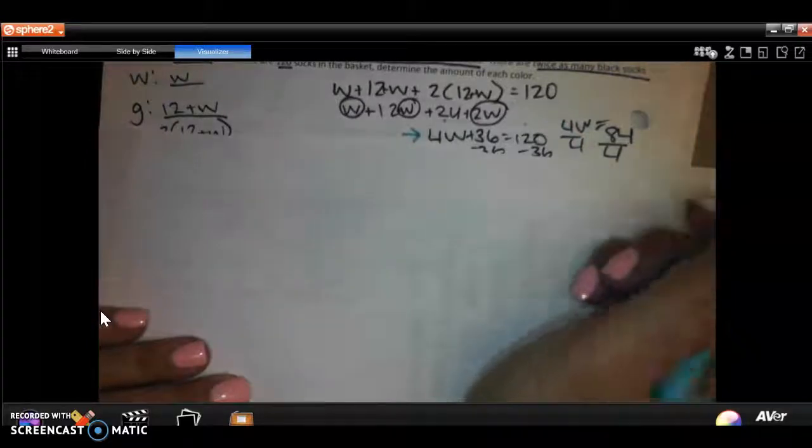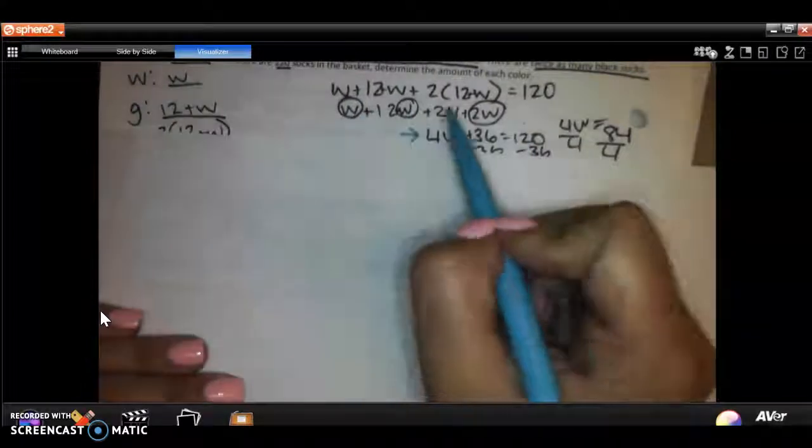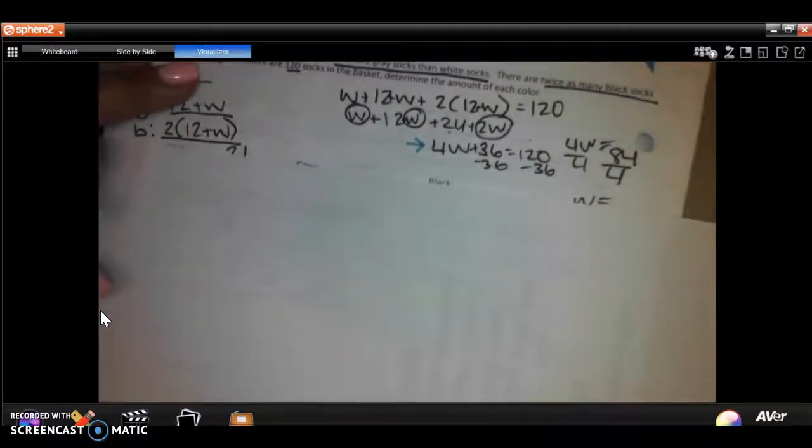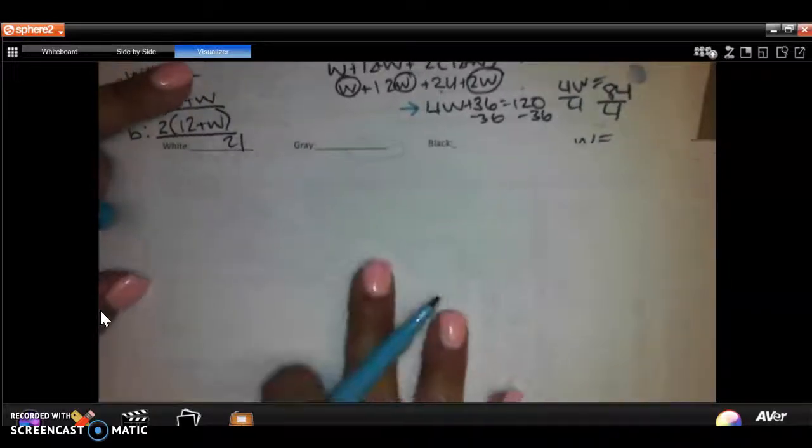Ooh, I may have done that wrong. Let's see, we have W. Nope, I was right. 4W plus 36 equals 120. Subtract 36 on both sides, you get 84 equals 4W. Divide both sides by 4, and I know W is 21.